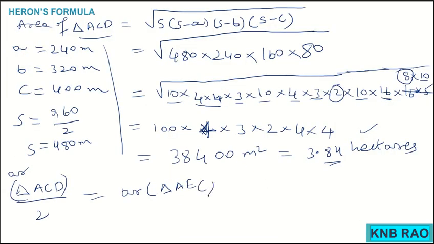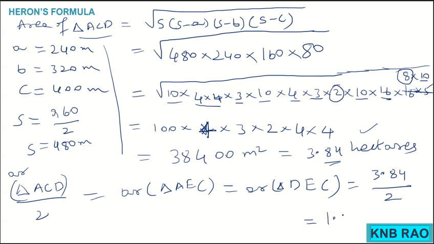and area of triangle DEC also. So it is nothing but 3.84 by 2 gives 1.92. So 1.92 hectares will be the area of AEC and DEC.